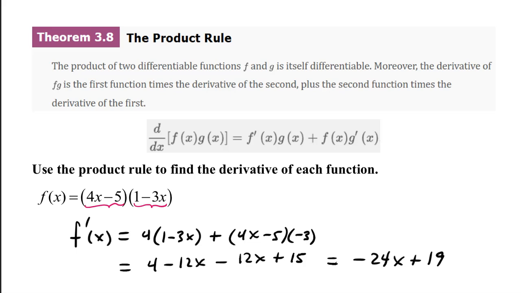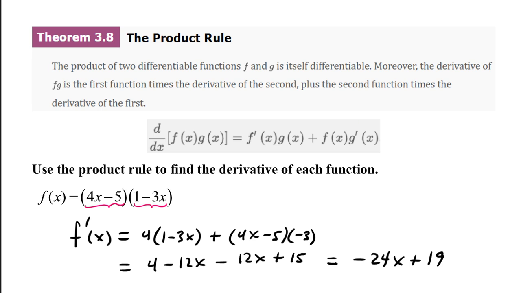The product of two differentiable functions f and g is itself differentiable. Moreover, the derivative of f times g is the first function times the derivative of the second plus the second function times the derivative of the first. In our formula, if you have a function that's the product of two functions, when you take the derivative, you take the derivative of each function one at a time.